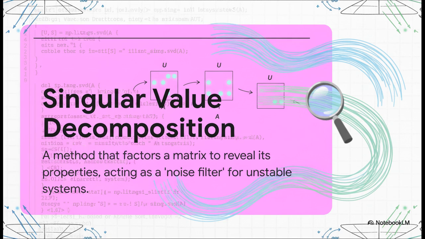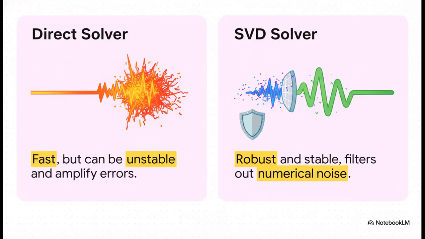By just filtering out those weak, noisy bits, SVD leaves us with a stable result that actually means something in the real world. And this comparison here just nails the trade-off, right? A direct solver, yeah, it's fast, but it's brittle. It can completely fall apart on you. The SVD solver, on the other hand, gives us that robustness, that stability we absolutely need to trust our results. It's the key to getting a simulation that actually works.